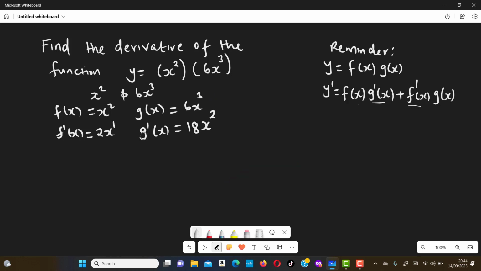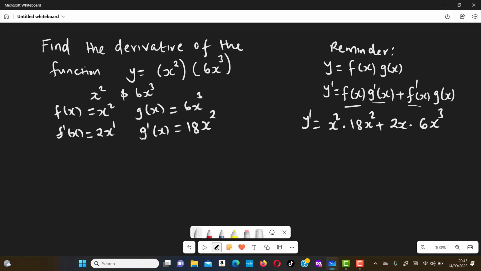Once we have these all listed out, we can plug them directly into the product rule formula, which states that y prime, the derivative, is the first function, which in this case is x squared, multiplied by the derivative of the second function, which in this case is 18x raised to the power of 2. We add to that the derivative of the first function, which in this case is 2x, multiplied by the second function itself, which is 6x raised to the power of 3.